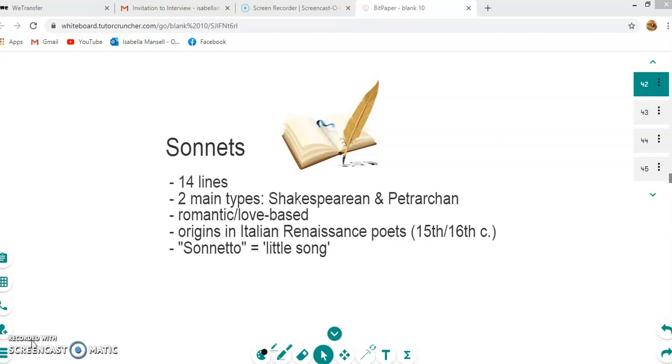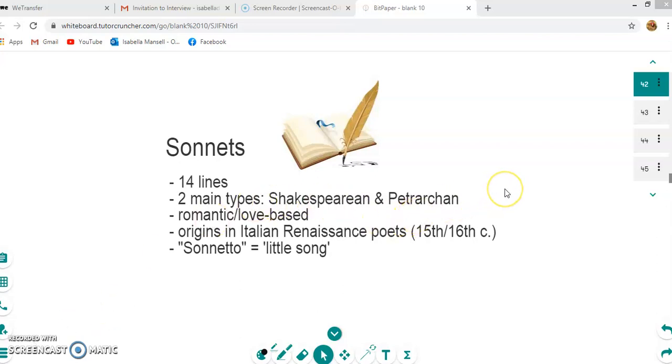So sonnets are typically romantic or love-based, with the content normally being admiring someone or setting up a way in which their love is going to be discussed in some way. And the origin of the sonnet dates back to the 15th or 16th century with Italian Renaissance poets. And so the word sonnet actually comes from the Italian sonetto, which means little song.